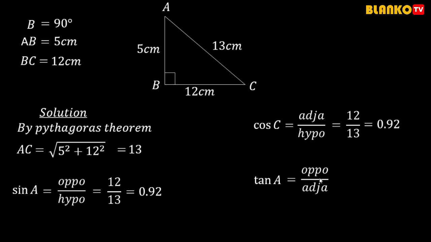So tan A is equal to the opposite over adjacent, that is 12 over 5, BC over AB, 12 centimeters over 5 centimeters. When you divide 12 by 5, we get 2.4.